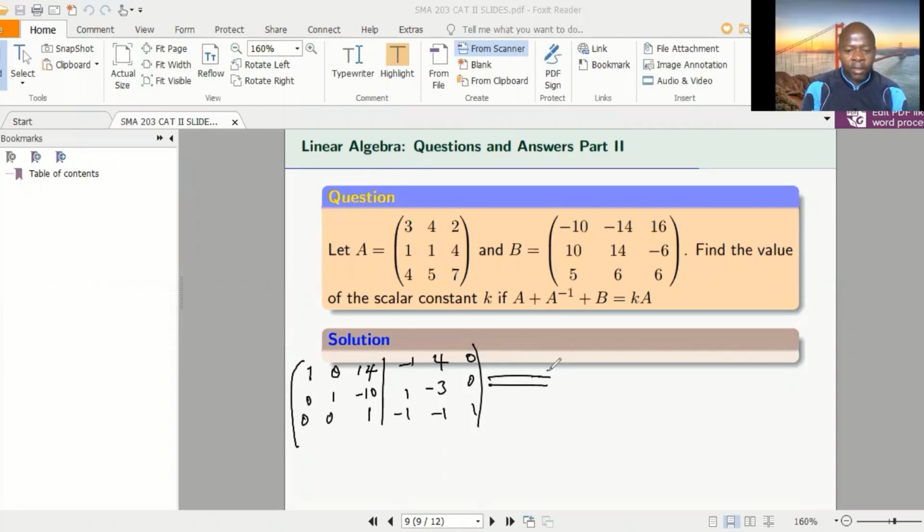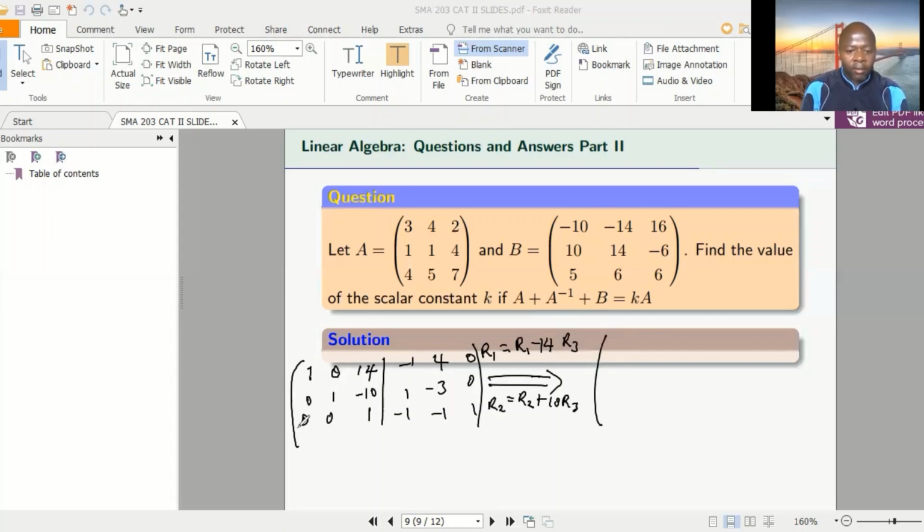So how do we create a 0 in row 1? We need the current row 1 minus 14 of row 3. And here, what about in row 2? We need the current row 2 plus 10 of row 3. What does that give us?